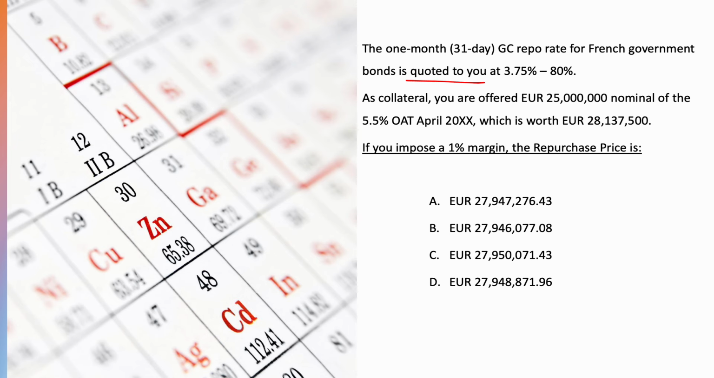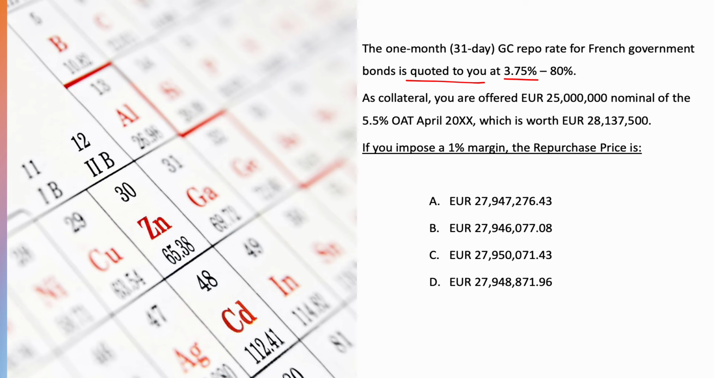As collateral, you're offered 25 million euros nominal of the 5.5% OAT maturing in 20 whatever, which is worth 28,137,500. Now you'll know from elsewhere in the ACI, OAT is a French government bond. Now it says here, as collateral, you are offered. So if you're being offered collateral, that means you're lending cash in its place. So you're the lender here, and if you're lending money, the bank will pay you 375. They will pay you the bid side, as little as possible.